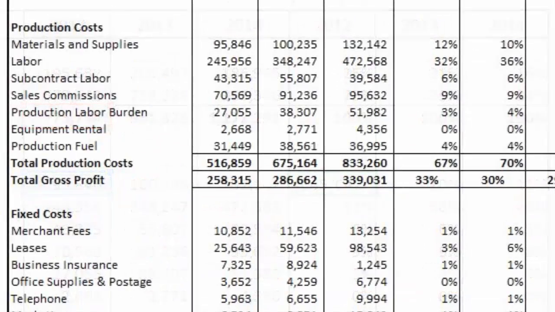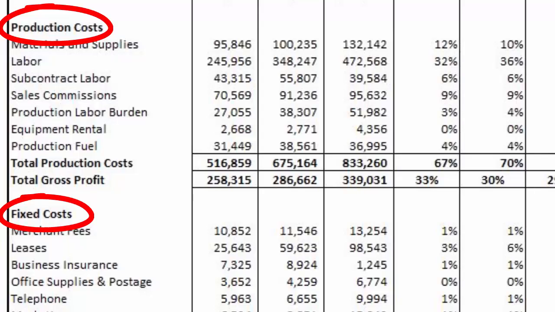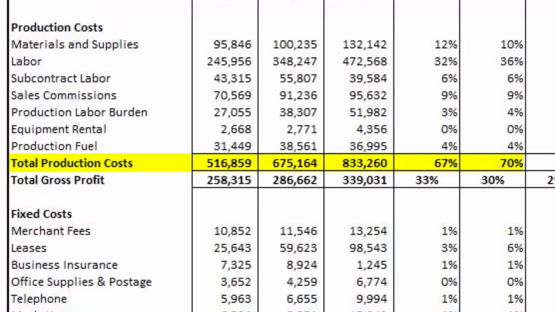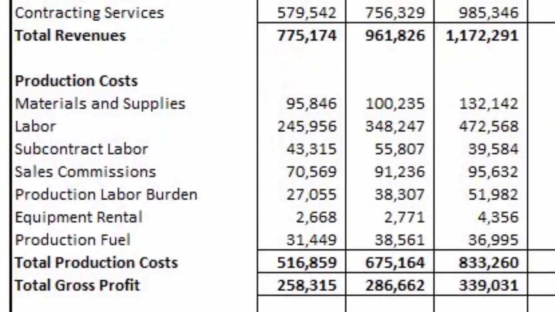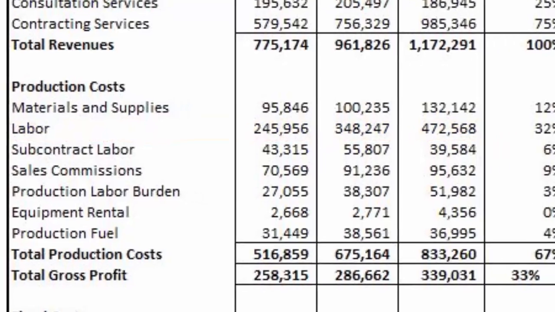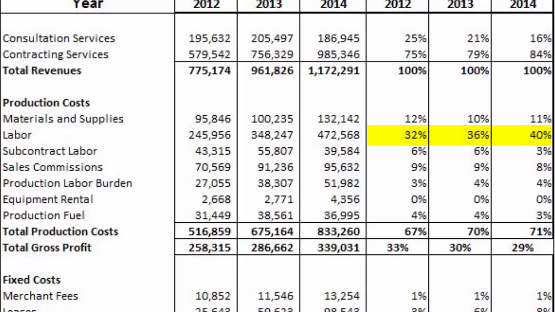Then, we look at all costs in 2 categories: production costs, or cost of goods sold, and fixed costs. Evaluating production costs will reveal the company's production efficiency, and the fixed costs will show us the owner's ability to control the company's overhead. Since production costs, such as production labor, rise and fall as sales rise and fall, the expense amount is less useful than its percentage of sales.